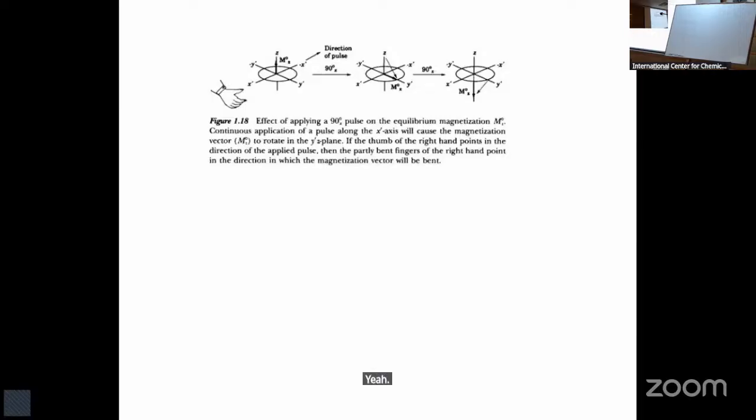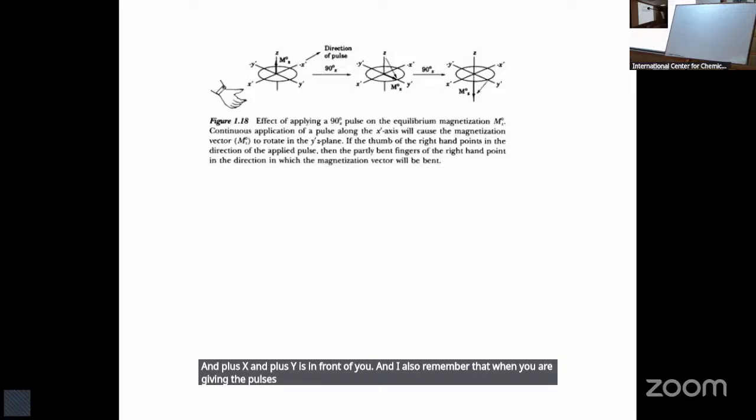Yeah, the minus 6, because that is behind the plane. This is a 3D rotation. Your minus x, minus y and minus z are behind you, and plus x and plus y are in front of you. And also remember that when you are giving the pulses from your positive plane, it will rotate in the positive plane.